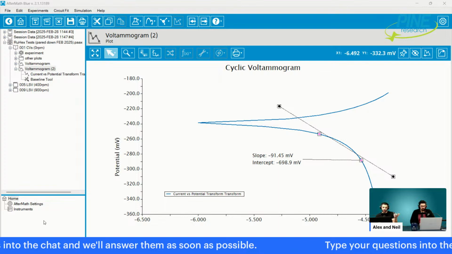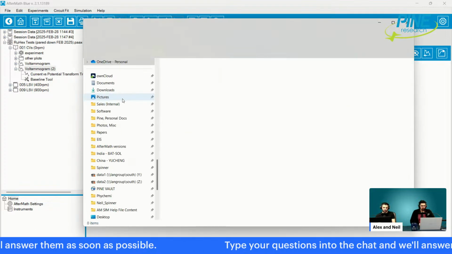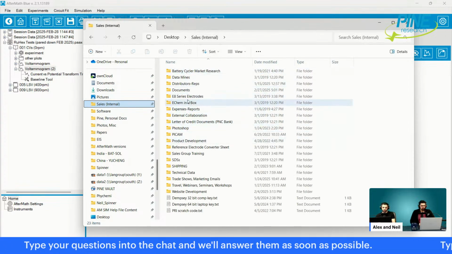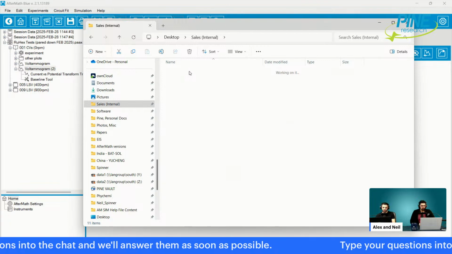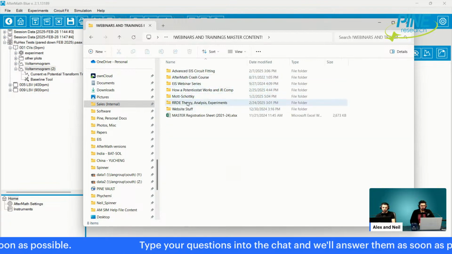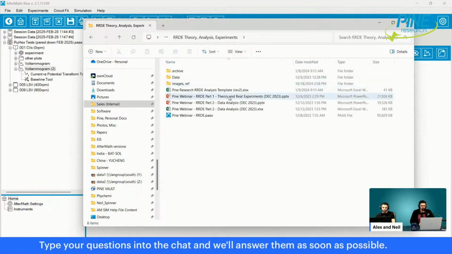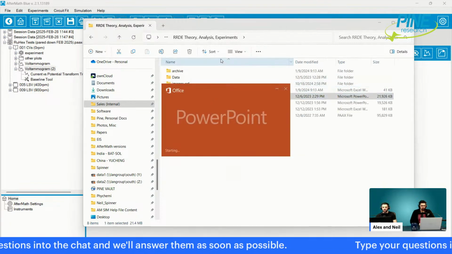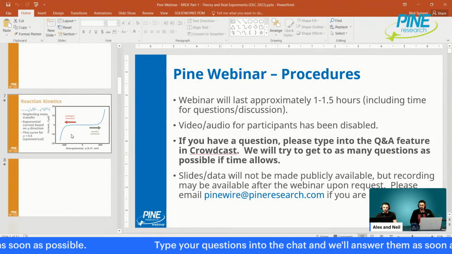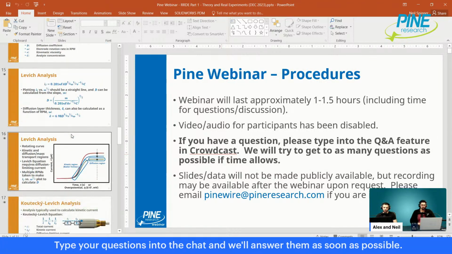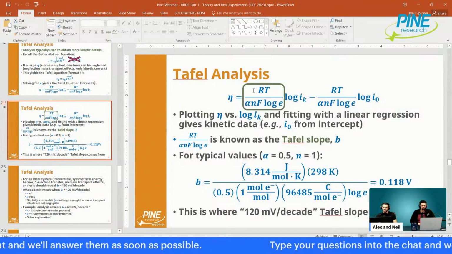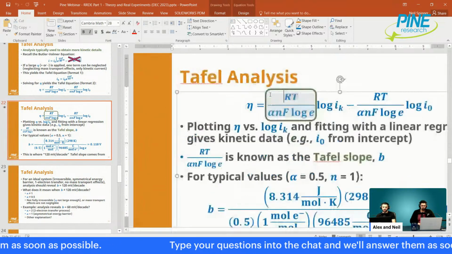And just as a refresher, the last thing that I'll show is, I'll pull up this webinar here. I want it to be this one. So this is my webinar on RRDE and Tafel. And the slide I want to show is just the calculation of the Tafel slope and the parts that come into it. So this is the Tafel slope right here, right?